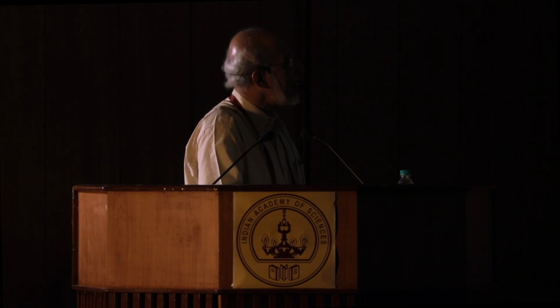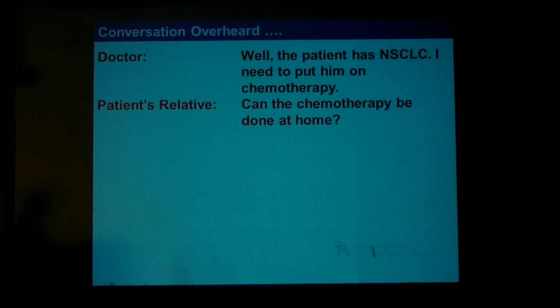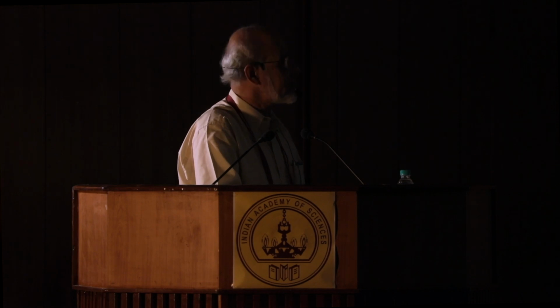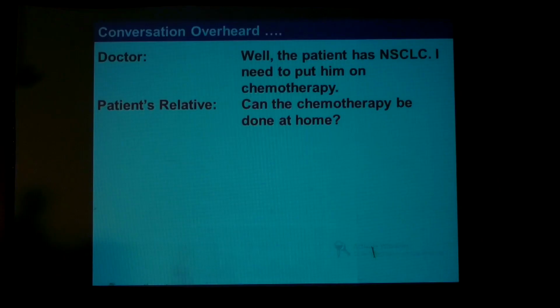Immediately, the tentacles go up in the wife's mind, and essentially the wife asks whether the chemotherapy can be done at home. They live about 50 kilometers away from where the hospital is, and she's thinking that if the chemotherapy starts, she has to go up and down the 50 kilometers every day, traverse 100 kilometers in order to be at the bedside of the husband, and that's not easy in the city of Calcutta. So she asks this naive question, simplistic question: can the chemotherapy be done at home?